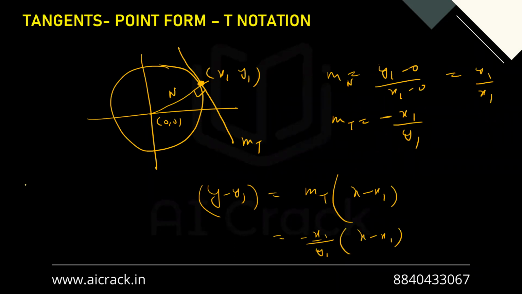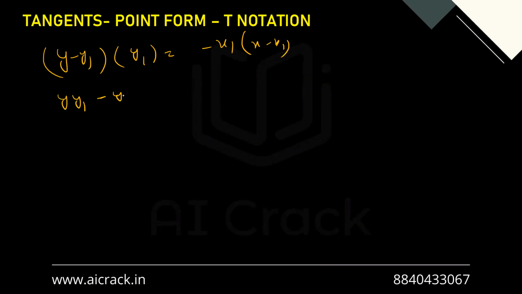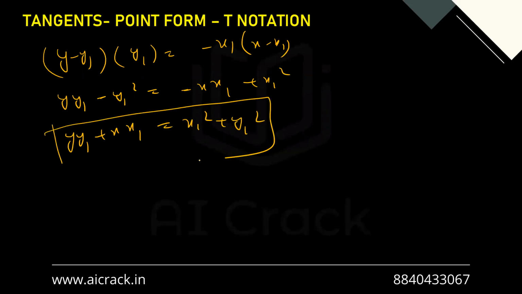If I expand it further, I'll get y minus y1 multiplied by y1 equals minus x1 times x minus x1. So that gives me y1 minus y1 square equals minus x1 plus x1 square. So this becomes y1 plus x1 equals x1 square plus y1 square. Now this equation is basically called the T notation equation.